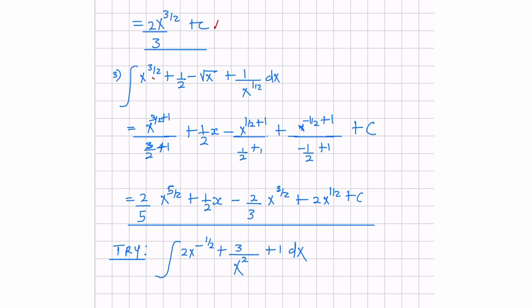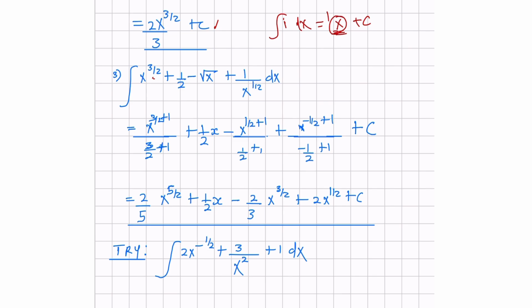x to the power of 3 over 2 plus half minus the square root of x plus 1 over x to the power of half. So here I just want to stress 2 important points. The integral of a constant, right? Any constant like 1 dx is going to give you x plus c. So the integral of any constant is going to be that constant multiplied by x. Sorry, so here x is the same as 1x, right? So this is one thing that I want to emphasize here.